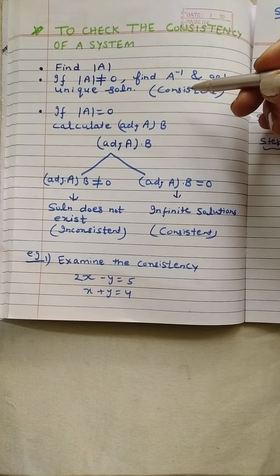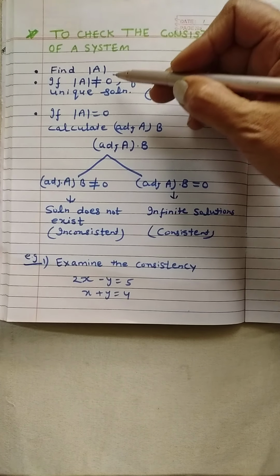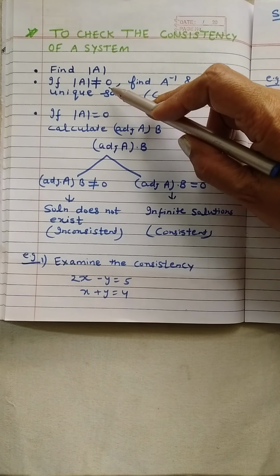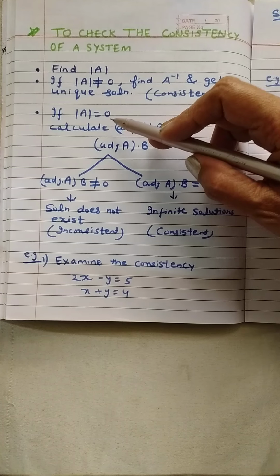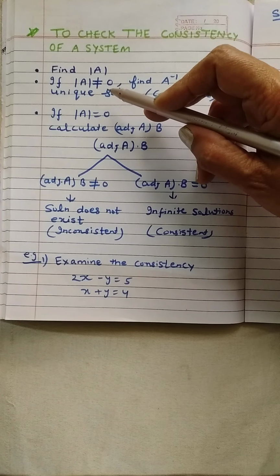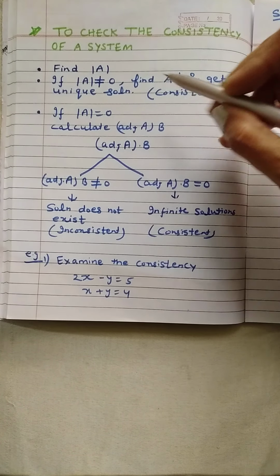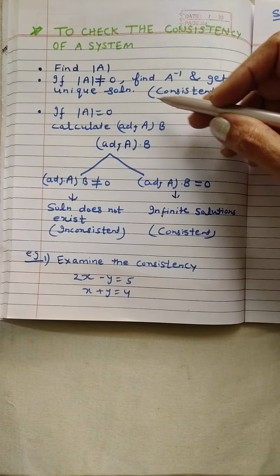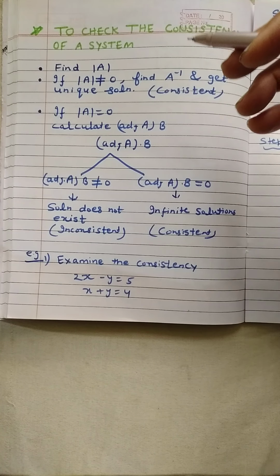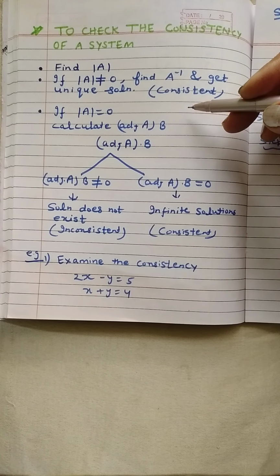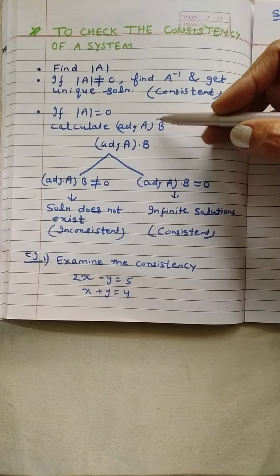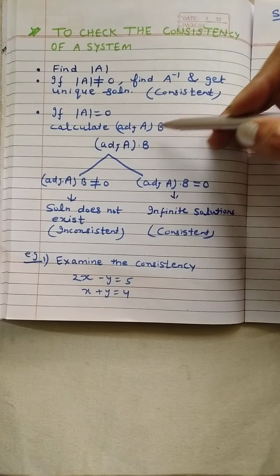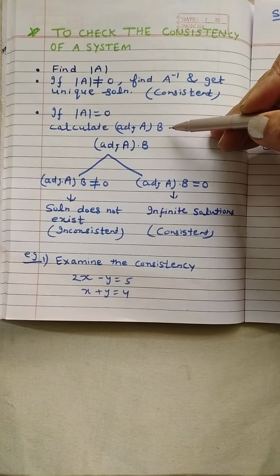So to check the consistency, firstly we will find determinant A. Now two cases arise: either determinant A will be non-zero or determinant A will be 0. Suppose determinant A is non-zero, then you will find A inverse and get the unique solution, as we had done yesterday. But if the determinant A is 0, then further we will calculate adjoint A into B.